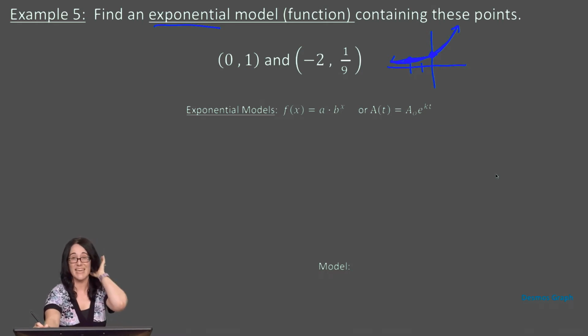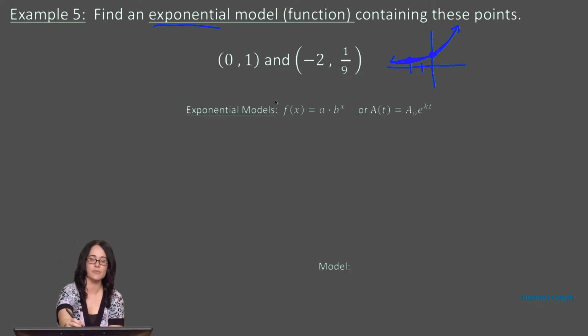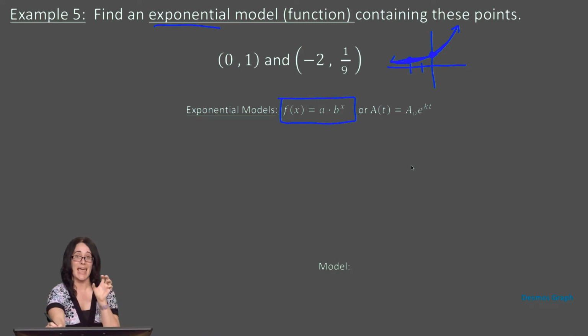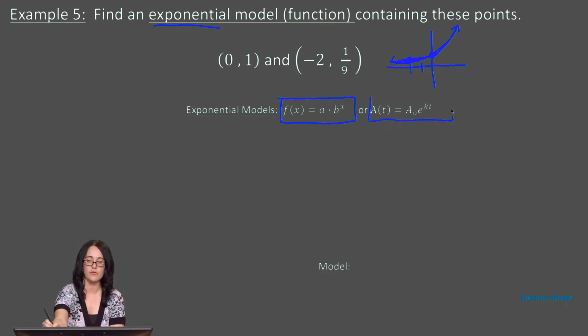Now to do this, we can't use y equals mx plus b, because that would be a line. Instead, you'll need to memorize these. You'll either use f of x equals some a, some constant, which is stretching or shrinking your graph, times b, your base, to an exponent x, your variable, okay? So that's the one we're going to do in this example. In a future lesson, a future video, I'll show you how we could have done it with the other model.